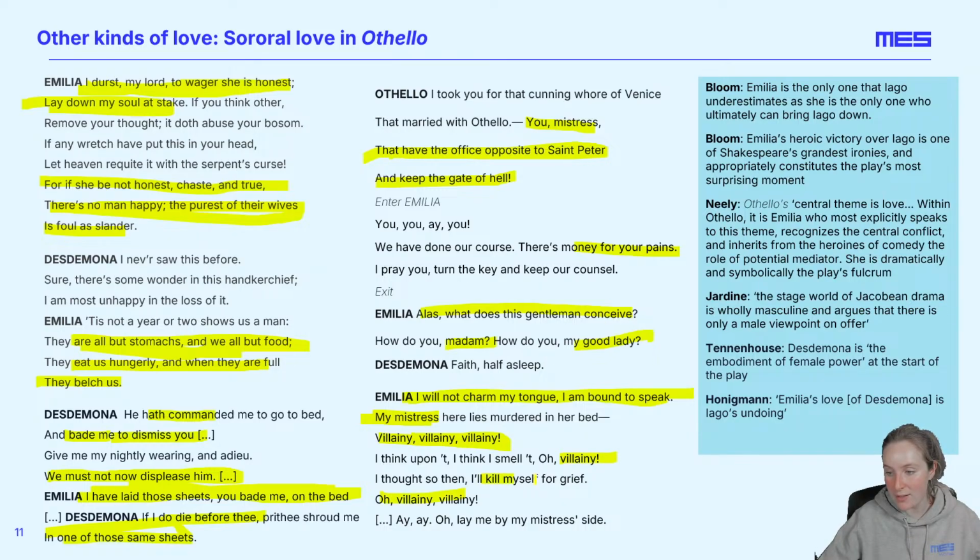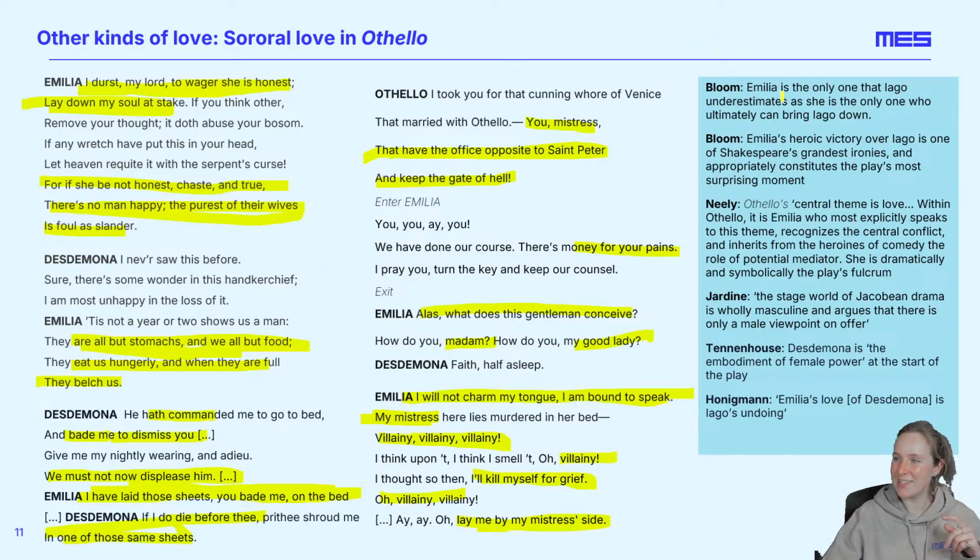And she said, "I'll kill myself for grief." And when she is killed, she says, "Lay me by my mistress's side," and sings to Desdemona as she dies. So this idea of trying to comfort her and their being together, them being united in the marriage bed, rather than Othello and Desdemona as Desdemona had hoped.